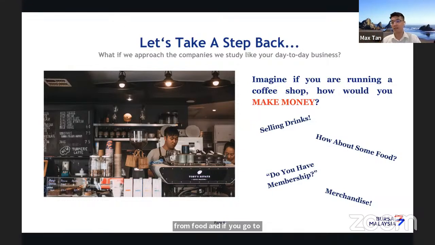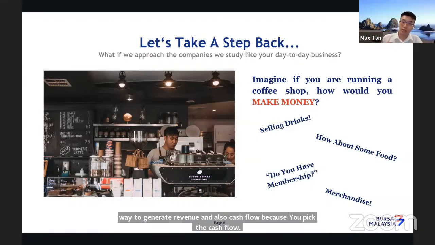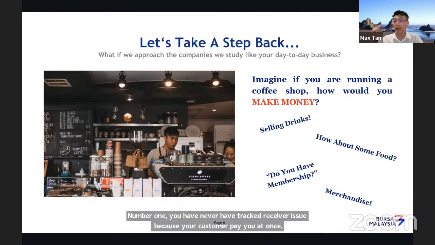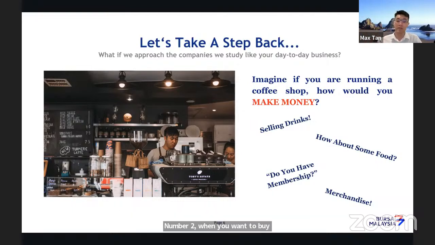Membership is actually a fantastic way to generate revenue and also cash flow, because you take the cash from your customer first, right? This resolves two issues. Number one, you never have a trade receivable issue because your customer pays you in advance. Number two, when you want to buy inventory, your coffee beans, your meals, the food and everything, you have no issue, and you have bargaining power to pay cash terms to your supplier. So you get better margin over there, right?